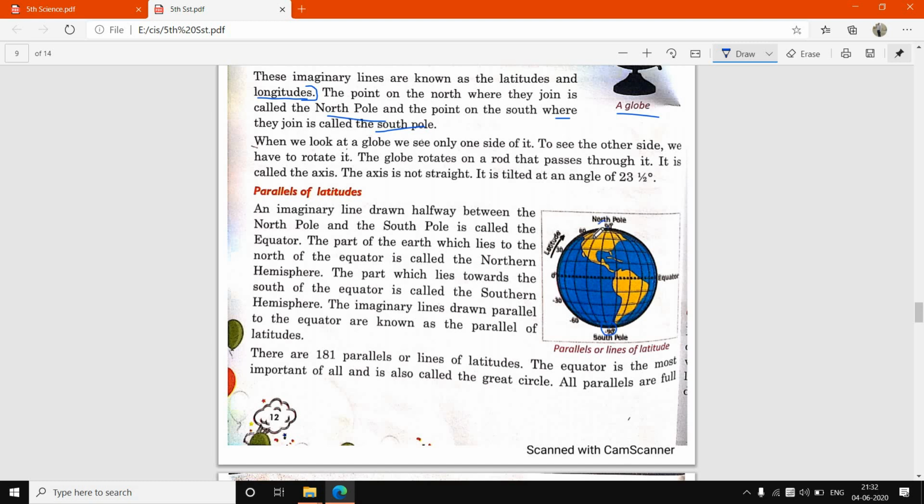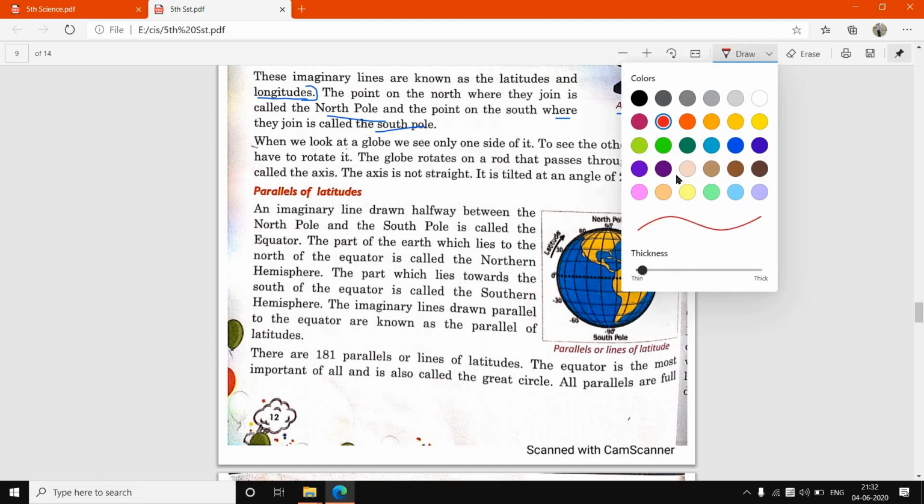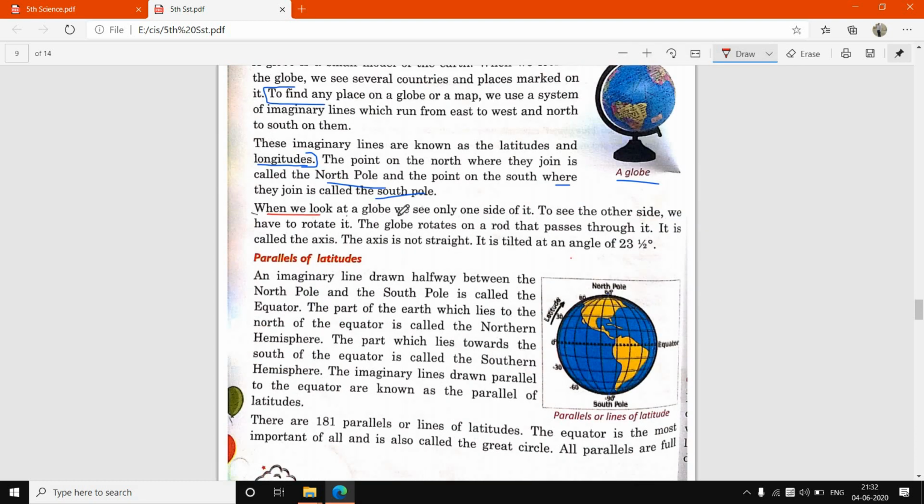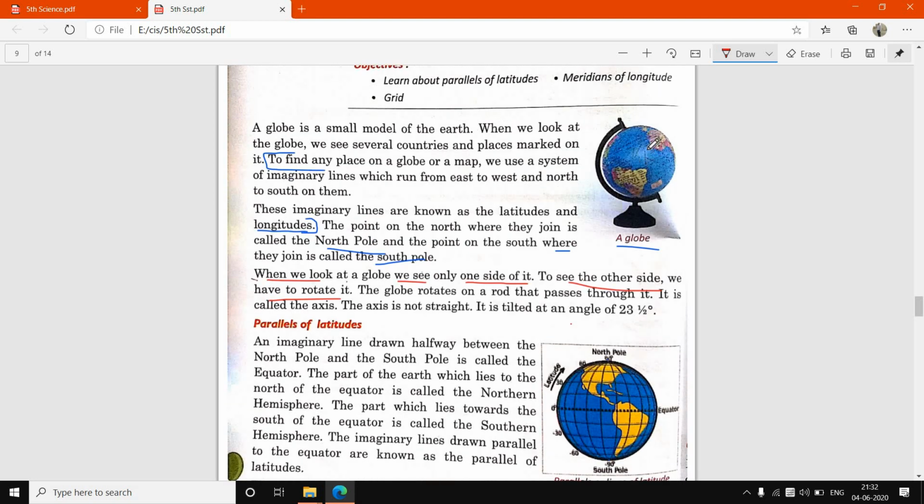This is our North Pole, and this is our South Pole. So these are the North and South Poles. Now, when we look at a globe, we see only one side of it. To see the other side, we have to rotate it. When we want to see the back side of this globe, we have to rotate it. The rod on which the globe rotates, passing through it, is called its axis.